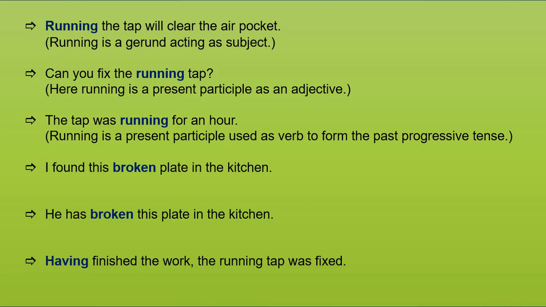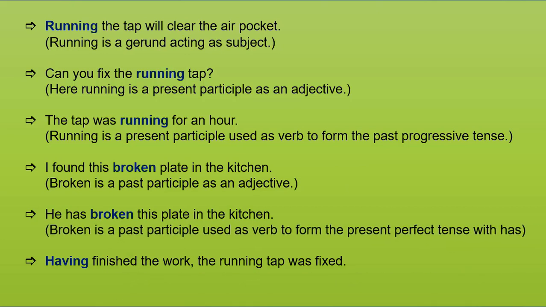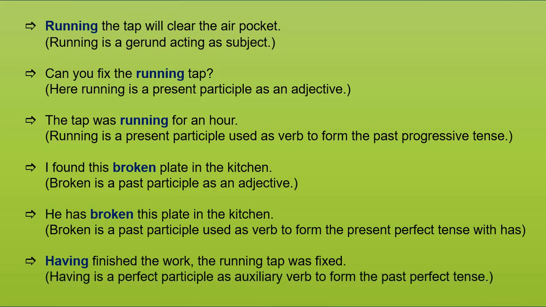I found this broken plate in the kitchen. Here the broken is a past participle as an adjective. He has broken this plate in the kitchen. Here broken is a past participle used as verb to form the present perfect tense with has. Having finished the work, the running tap was fixed. Here having is a perfect participle as auxiliary verb to form the past perfect tense.